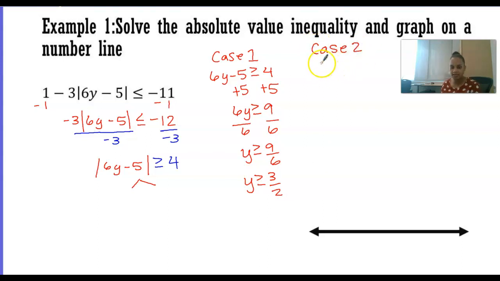Case 2, let's check it out. My negative case, 6y minus 5. Let's watch my sign here. I have to flip my sign on my negative case. Less than or equal to negative 4. And let's continue.